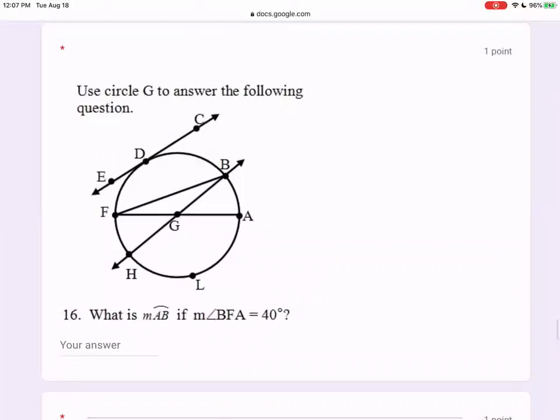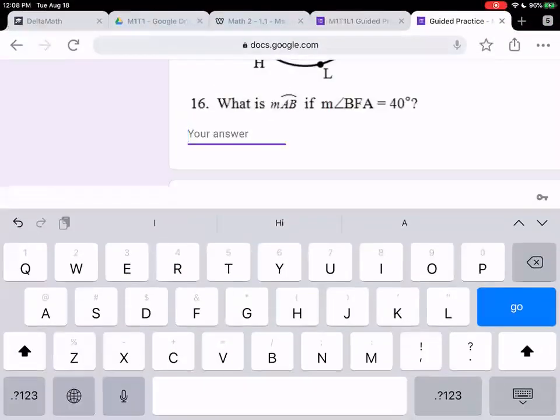Now we're over here. What is the measure of an arc AB if the BFA angle was 40? So remember, the arc has to be double the inscribed angle. What is double of our inscribed angle? What's double of 40? Yeah, 80.